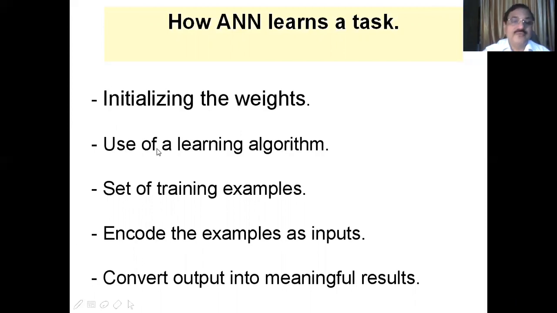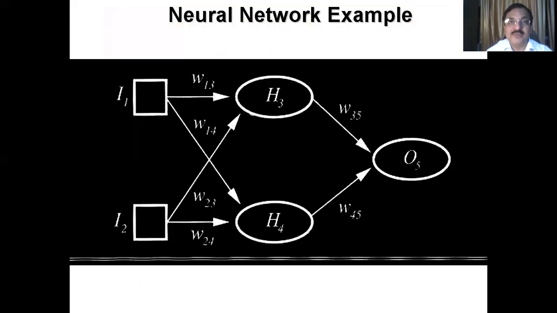Then use a learning algorithm with a set of training examples: if the input is this much and we apply some mathematical function, we must get this kind of output. So what will be the training function? Encode the example at the input. Convert output into a meaningful result. Whatever signal we receive is in the form of an electrical pulse, so that electrical pulse must be converted into a meaningful form. We must understand what these electrical signals mean, and we have to convert them.